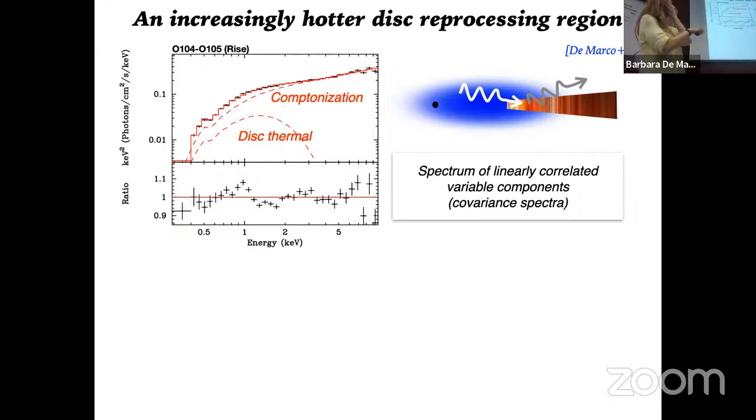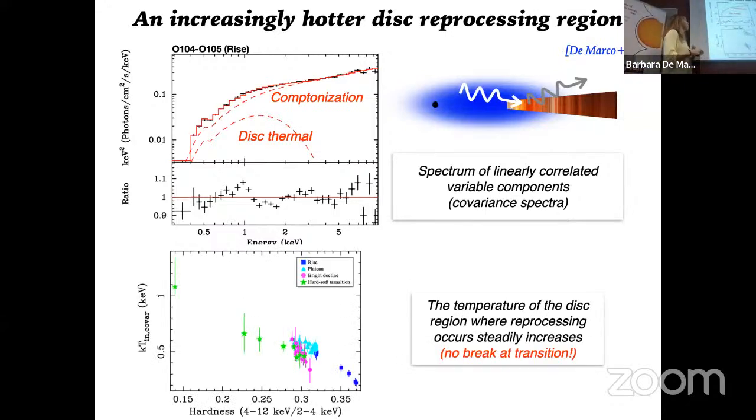So we measured this lag and we fitted them. And from these fits, we extracted constraints on the temperature of this thermal component, which is the part of the disk that responds to this fast variability. So we measured the disk inner temperature, and we plot it again as a function of hardness. And what we see is that the temperature of the disk where reprocessing occurs steadily increases as the source becomes softer, so as the source approaches transition.